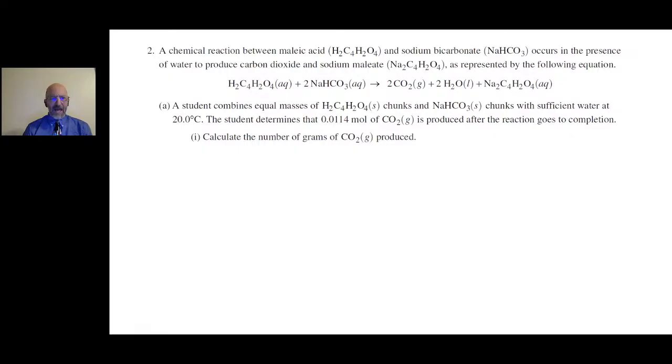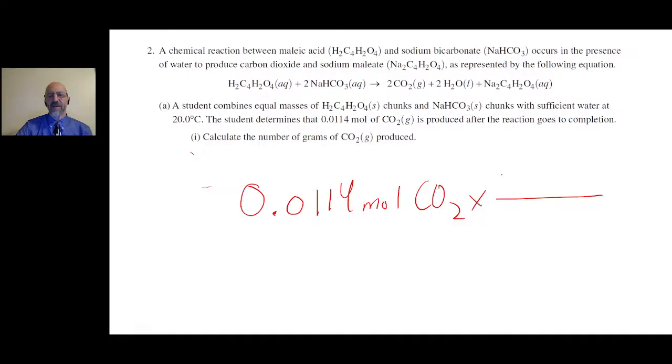Part A, calculate the number of grams of CO2 produced. We're just literally going from moles to grams. So I'm going to go ahead and write down the number. Okay, so the number here is 0.0114 moles of CO2. And if I do that math, it's approximately 44, 12.01 for carbon, 16 times 2 for oxygen.